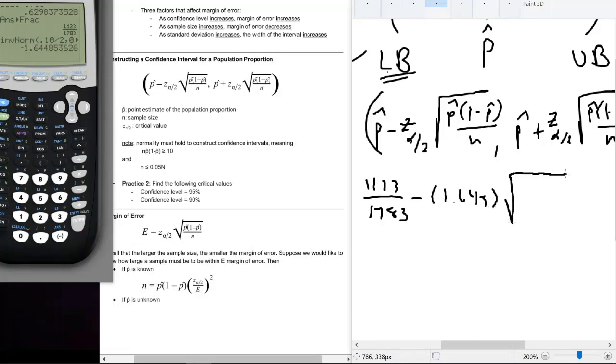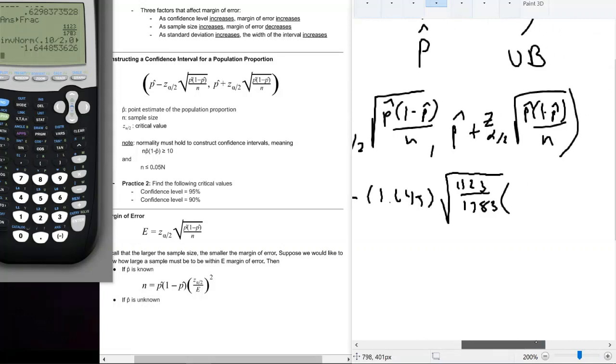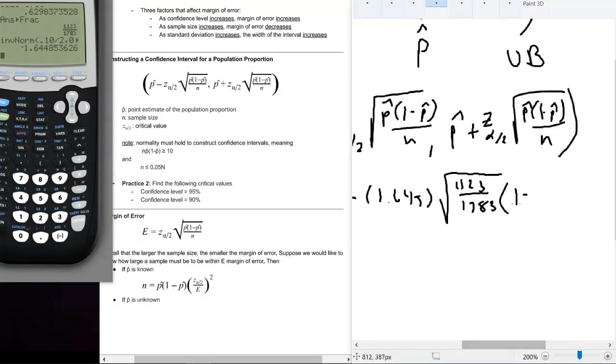And then square root. And then p hat, that was the 1123. Notice this is going to be very time consuming by hand, right? I'll show you a very nice way how to do this in the calculator in a bit. And then we need 1 minus p hat, divided by n. The sample size was 1783.